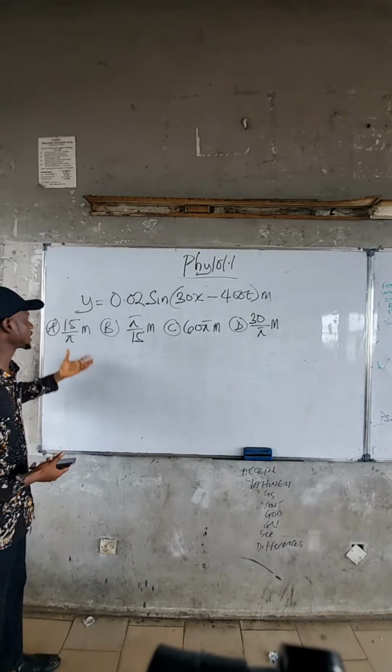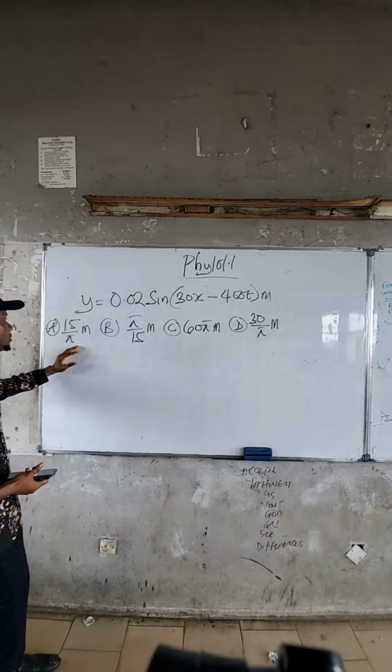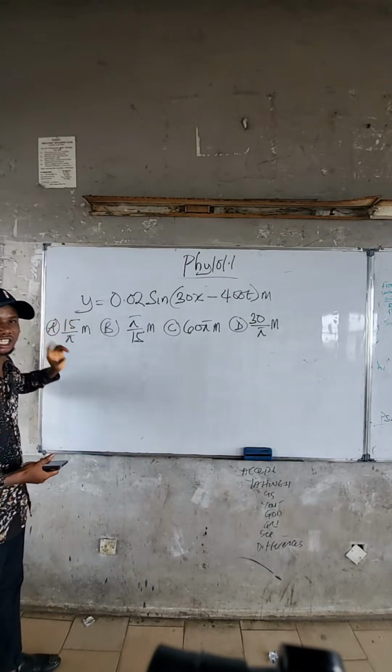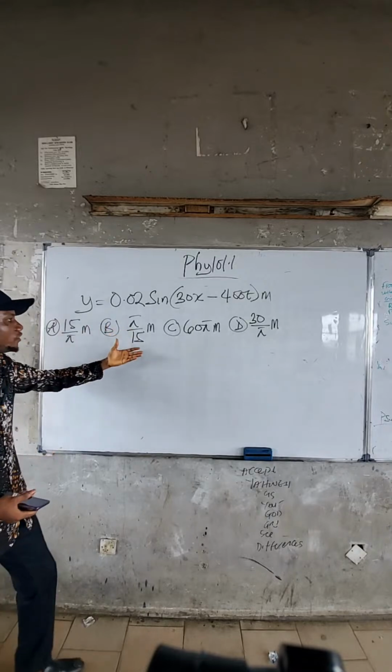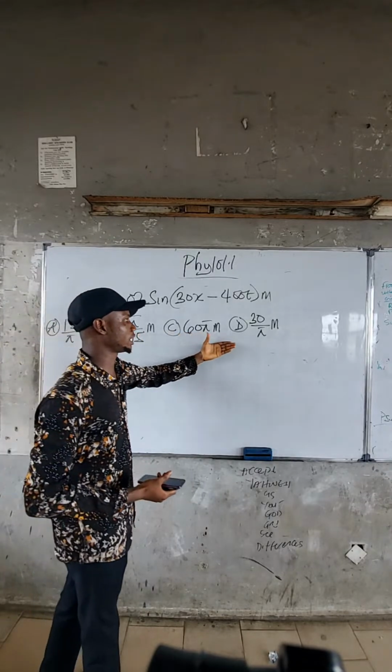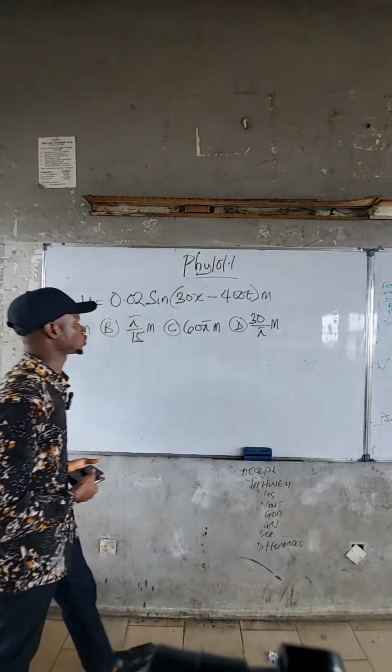But before then, let's check the options here. The A here is said to be 15 over pi, so pi remains pi. Please take note. B is pi over 15 meters, C is 60 pi meters, D is 30 over pi meters. Now, class, let's try to solve this.